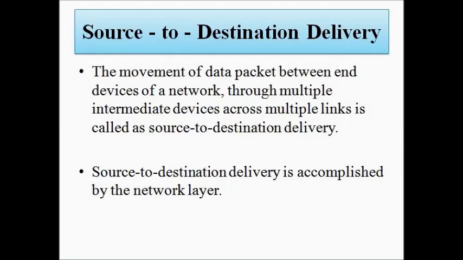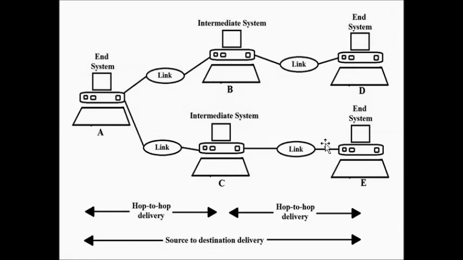Okay, let us understand source to destination delivery with the help of this example. We have a network. Suppose this computer system A has to send some data to this computer system D. It cannot do it directly. It cannot send the data directly from A to D because there is no direct communication link existing between A and D. See, there is no communication channel, there is no communication link between A and D.